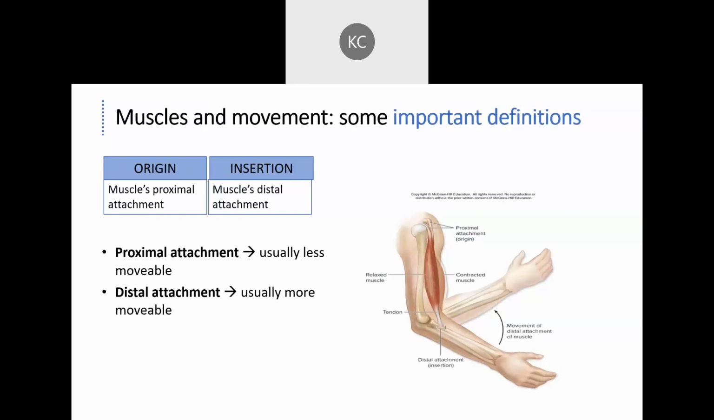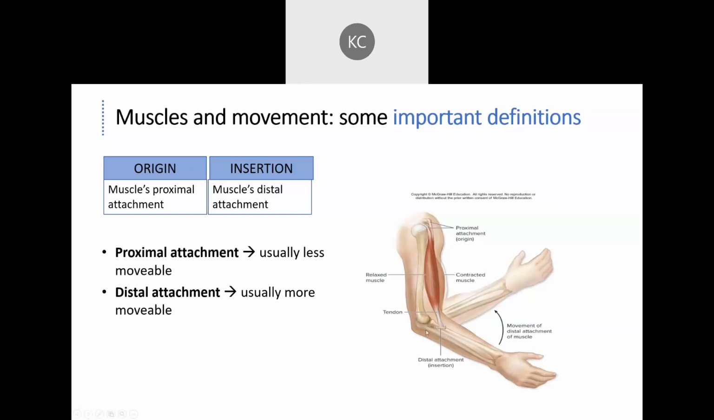A very easy example is the biceps brachii muscle. Biceps means two heads, and brachii refers to the arm, so this is a two-headed muscle on the arm. It has a proximal attachment up on the scapula, and the distal attachment, or the insertion, is the radial tuberosity of the radius. As you look at this muscle, you notice that it crosses the elbow joint.